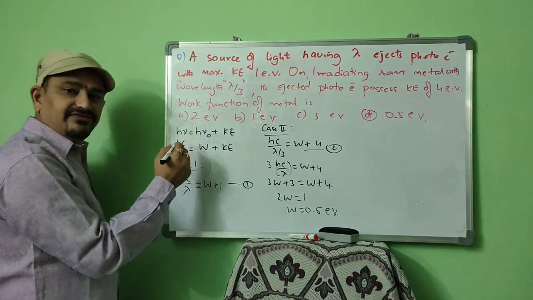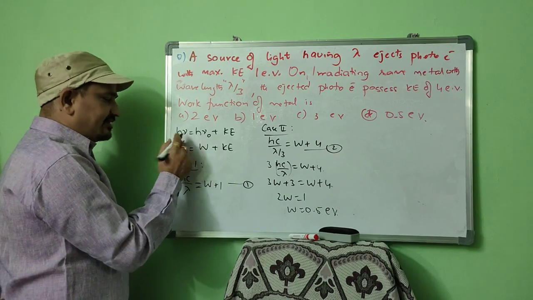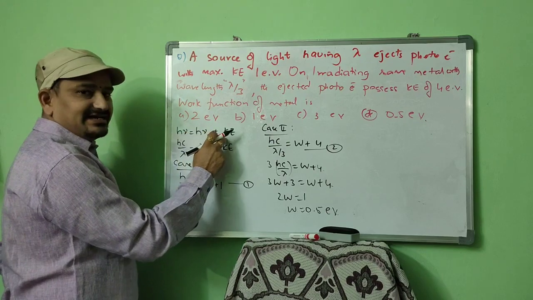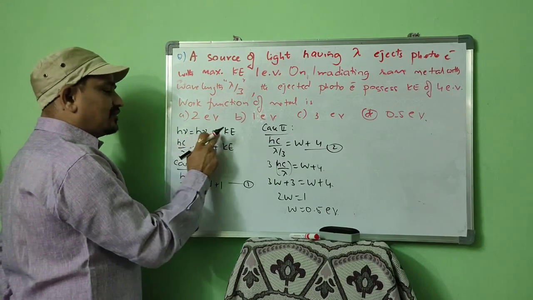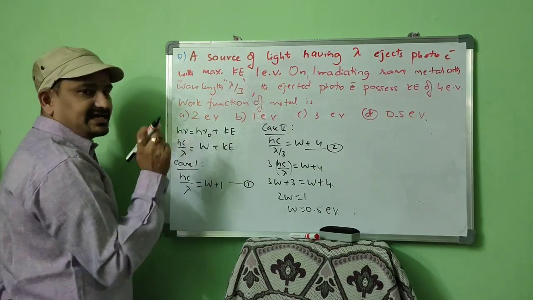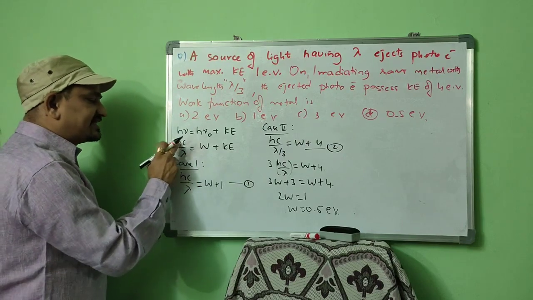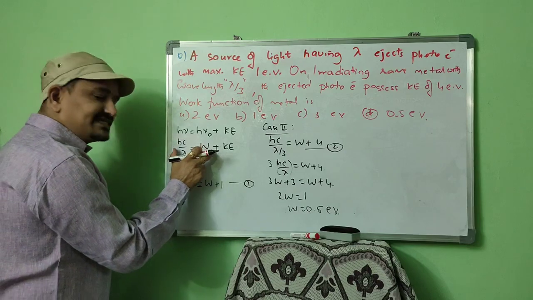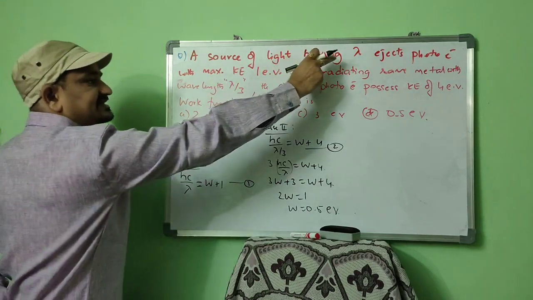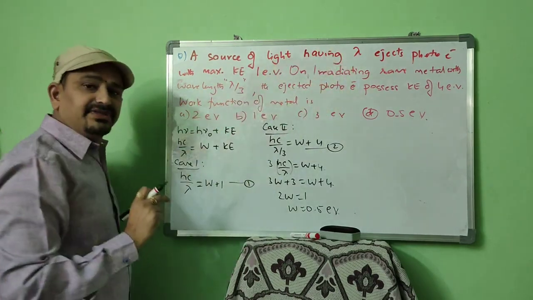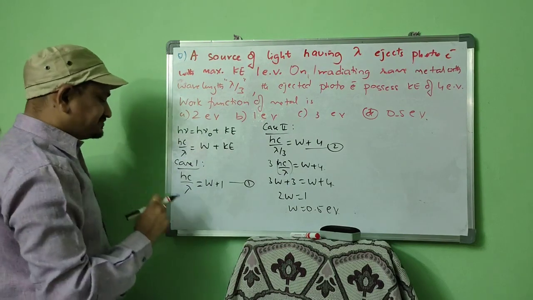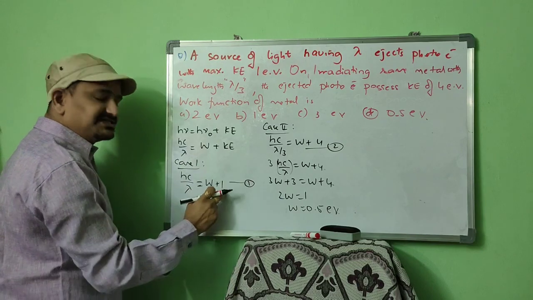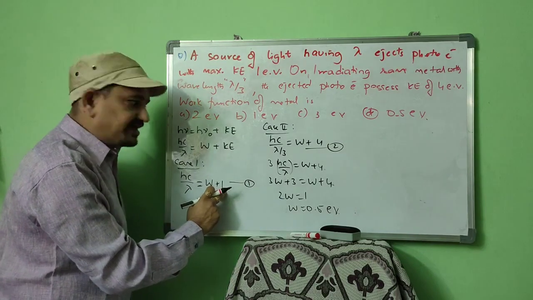This is the formula for photoelectric effect. H nu means energy of incident photon equal to threshold energy plus kinetic energy, right? H nu equal to H nu naught, which is also called as work function, plus kinetic energy. I substituted this with Hc by lambda equals to work function plus kinetic energy. Now use this equation for case 1, for the incidence of light of wavelength lambda. Case 1, Hc by lambda equals to W plus kinetic energy, which is given as 1 electron volt, right?